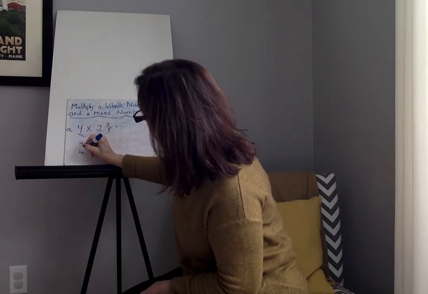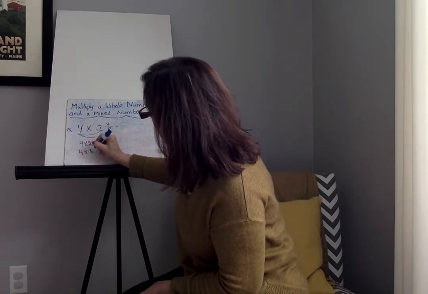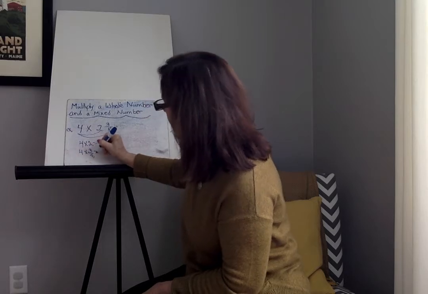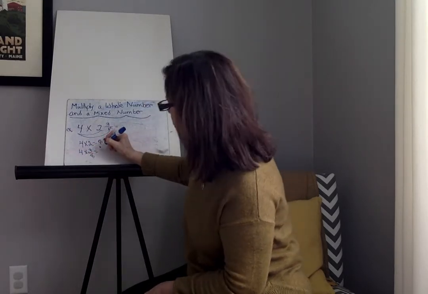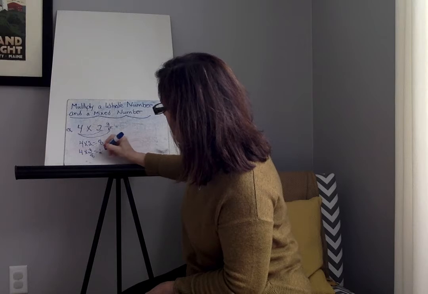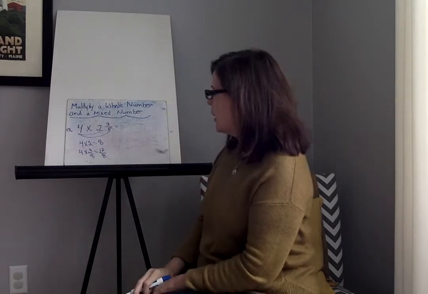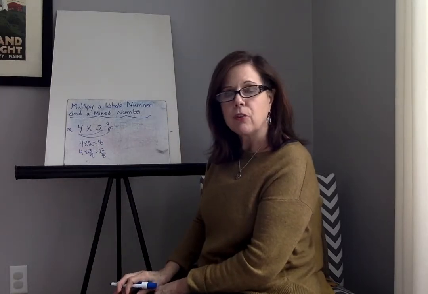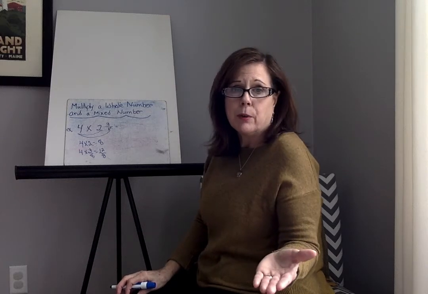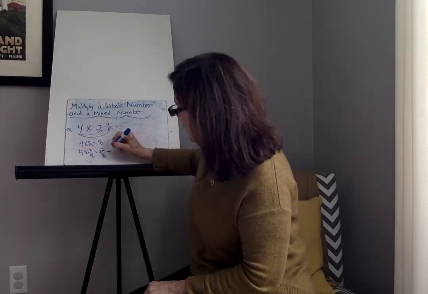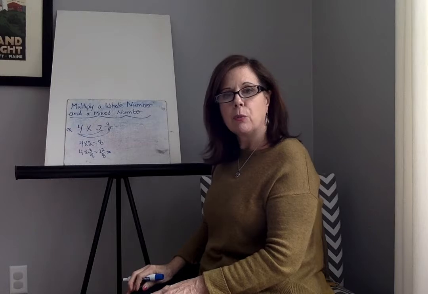And now we're going to say 4 times 3/8. Okay, so 4 times 3 is 12. Denominator stays the same. Okay, we have an improper fraction. We want to change it into a mixed number. So let's see. How many times does 8 go into 12?